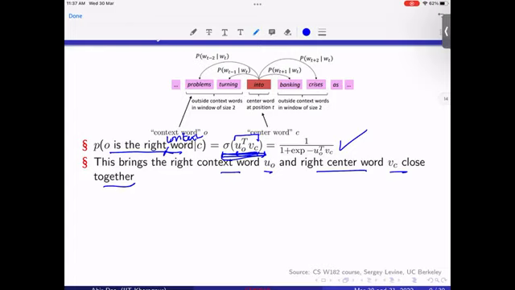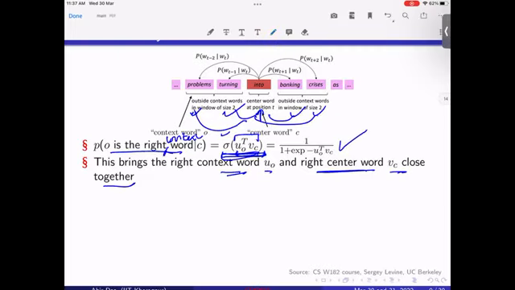When training, for a particular center word, suppose the window size is 2, you will take these words, these four pairs, that is this and this, this and this, this and this, and this and this, and you will just tell the model that this will be high. So your ground truth for this will be 1, and then you just backpropagate with this binary cross entropy. So this brings the right context word and the right center word close together.